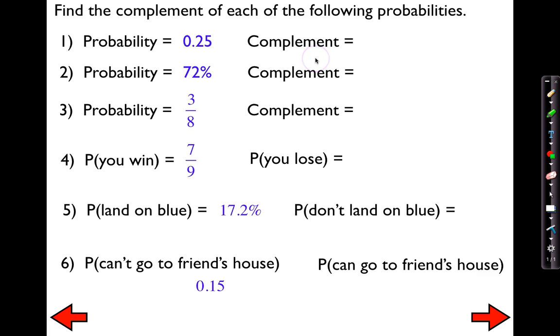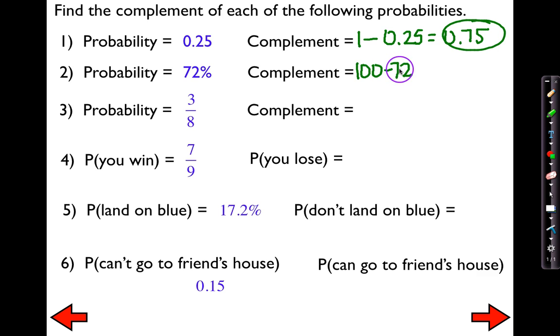Okay, so now we're going to find the complement of each of the following. Please remember, it's either going to equal 1 or it's going to equal 100%. Here, since it's a decimal, we know it has to add up to equal 1. So I'm going to do 1 minus 25 hundredths. I can do this in my head because I think of money, so it's going to be 75 hundredths as my complement. Here, 72%, since it's given as a percent, I'm going to do 100 minus 72. Because they should pair up to give me 100, that's going to give me 28%.